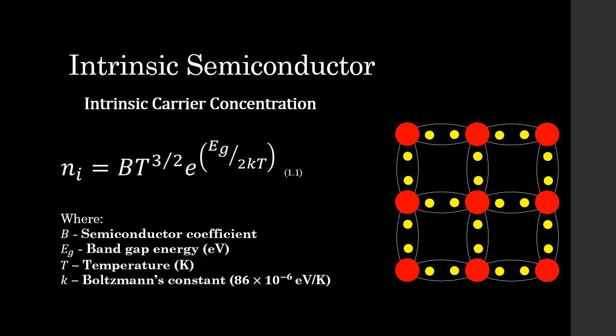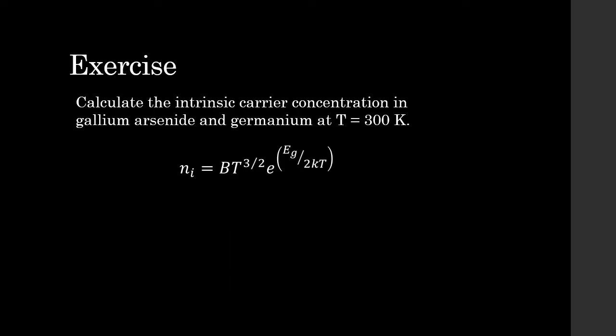There's also an equation that can be used to calculate the intrinsic carrier concentration, basically the concentration of carriers in the semiconductor. And that's equation 1.1 that you see over here. A lot of the terms in this equation, such as the semiconductor coefficient, the temperature, Boltzmann's constant, and the band gap energy, will be provided to you. So let's look at this equation in action with an example.